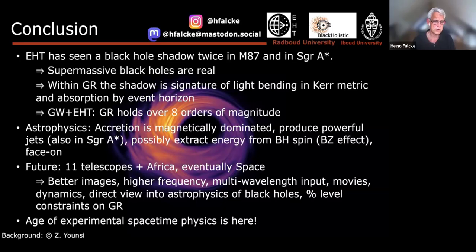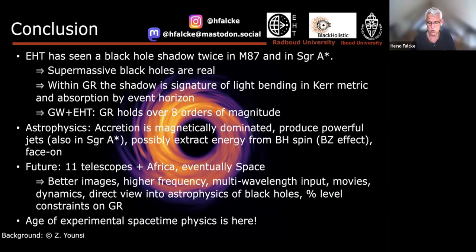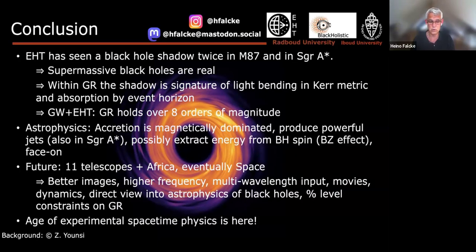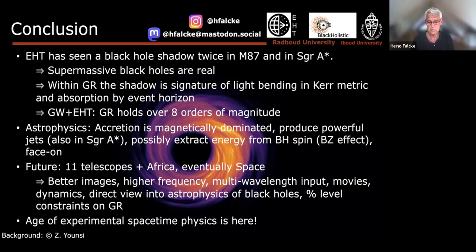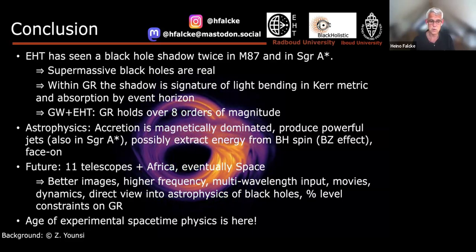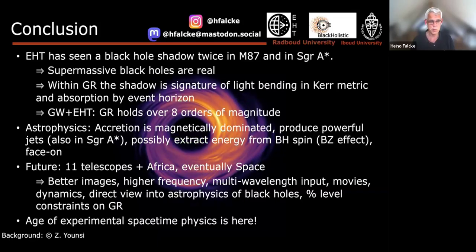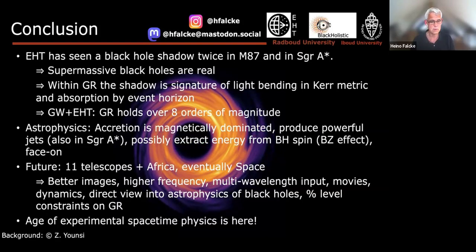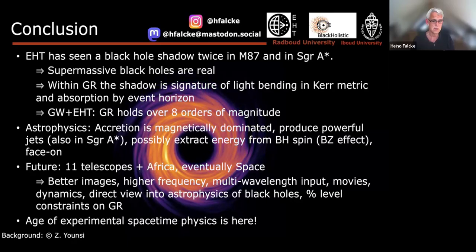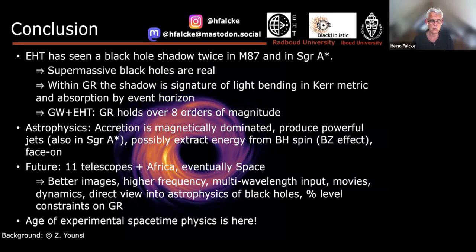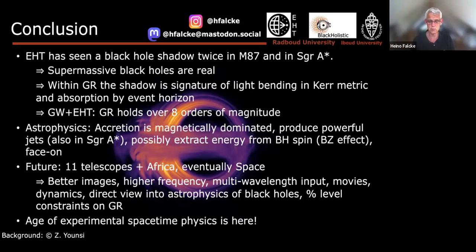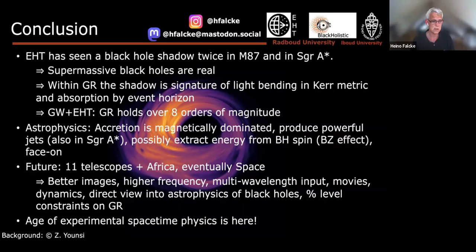In the future, we now have 11 telescopes. We hope Africa will join potentially in 2028 or 29. Another telescope is being built on the Canary Islands. I'm still hoping for a third telescope somewhere, and that would complete the array. And eventually we go to space. Then I think we can test astrophysics and general relativity at the percent level and really understand how black holes generate all the energy. And so I want to stop here. Thank you.